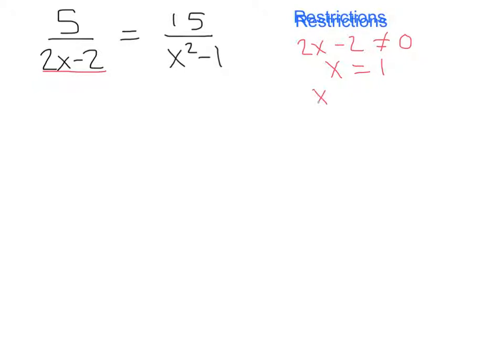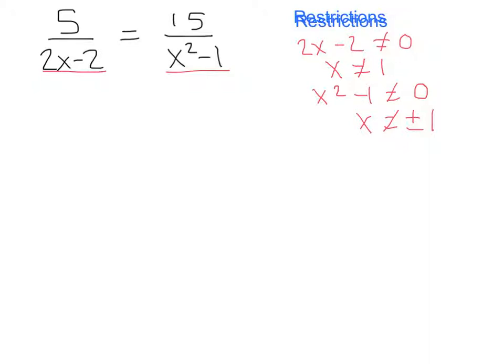And then the next one would come from x squared minus 1, our second fraction. That one's also not allowed to equal 0. Here we would have two values. x equals plus or minus 1. So our restrictions for this problem are going to be positive 1 and negative 1.